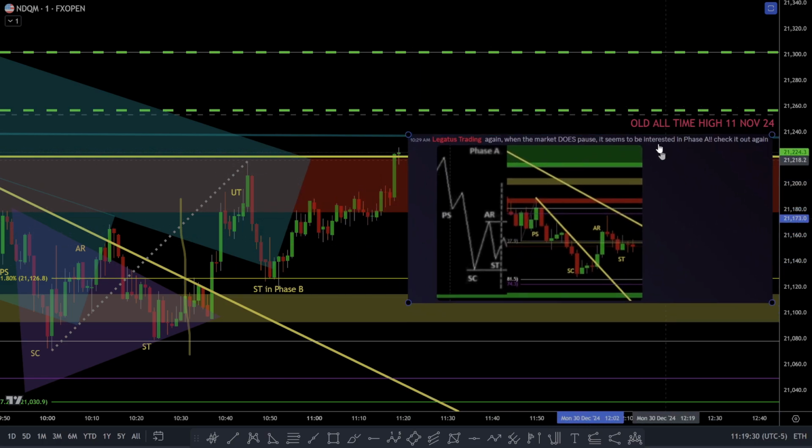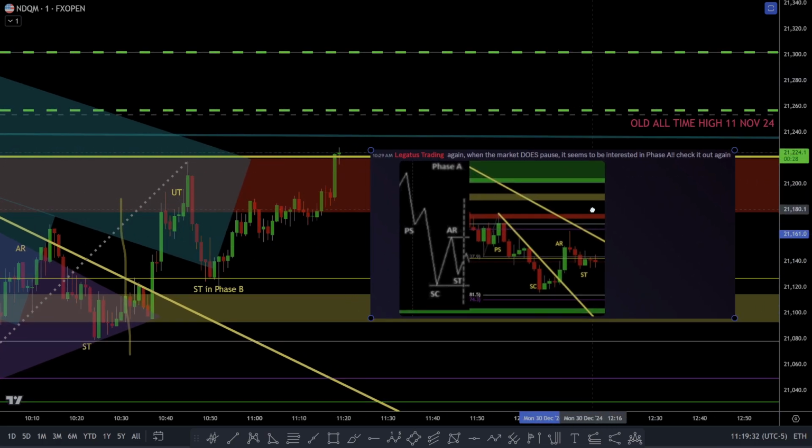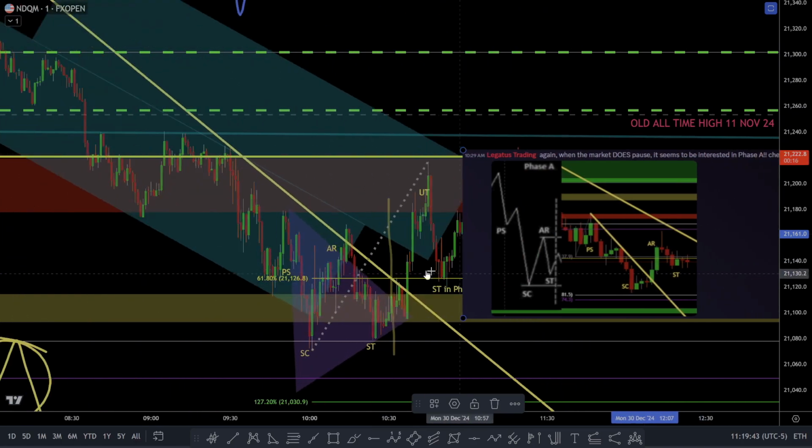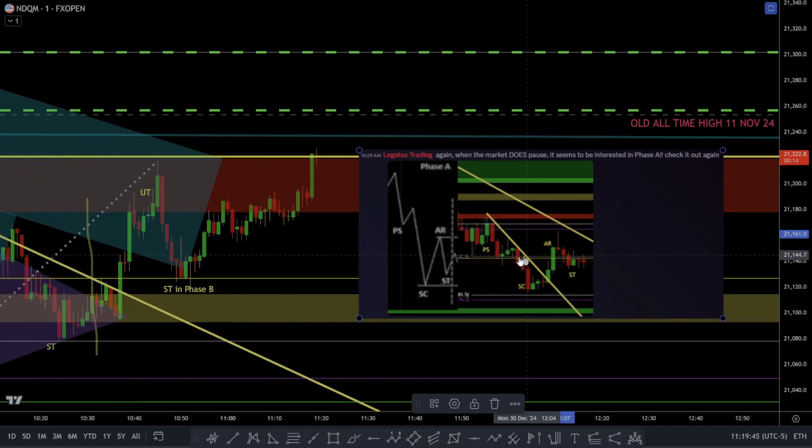This is where we really get into phase A on that original Wyckoff. We start looking at it again. When the market does pause, it seems to be interested in phase A, which I'm like, geez, I was talking about it today. When the market pauses in the bigger picture, it does a Wyckoff to go sideways. I'm like, well, here, when it goes sideways, it was doing phase A specifically, and just phase A.